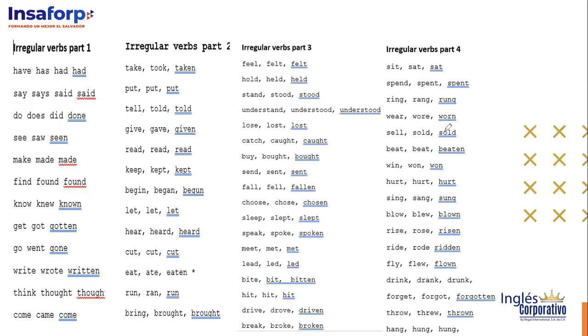Jose Alejandro, sit, sat. Leticia Margarita, spend. Marcos, ring, rung. Miriam, worn. Okay. Tiffany, sell, sold, sold. Jenny Marisol, beat, beat, beaten. Yesenia Guadalupe, win, won, won.